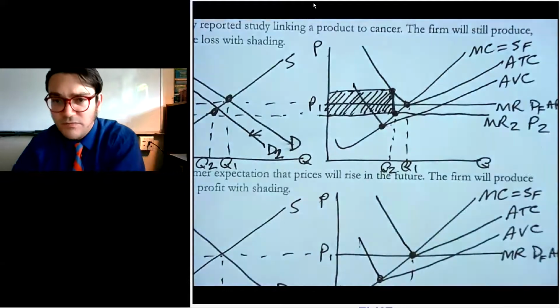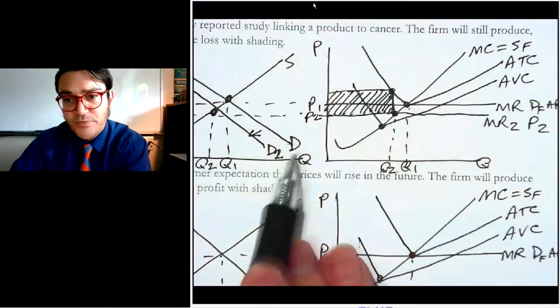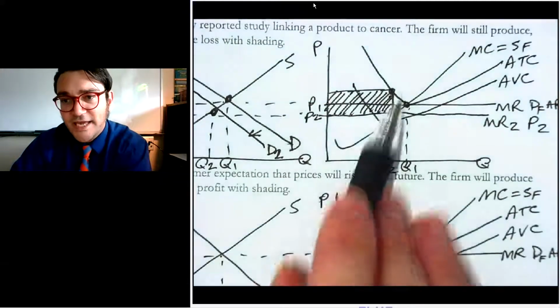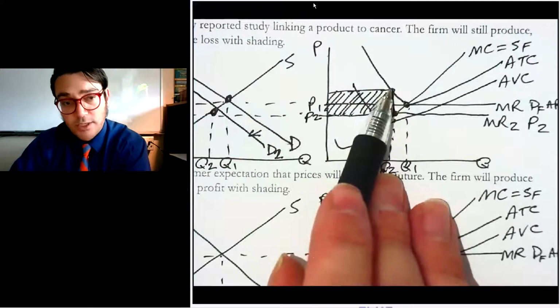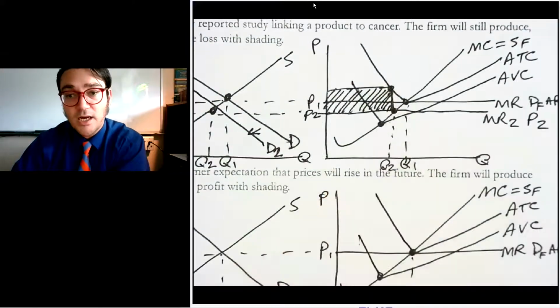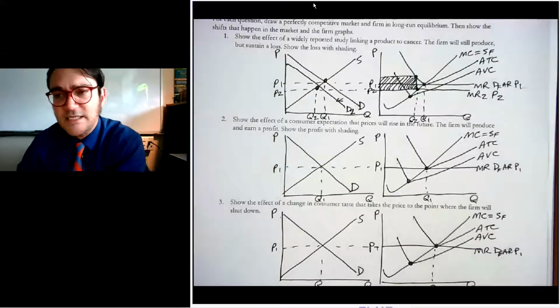Okay, so we've got to be very careful about this. This price that they're getting is P2. And again, we go up to the ATC. Notice we go up to the ATC at the quantity that we're producing at. That's going to be our loss rectangle. Okay, so I'm going to zoom out a little bit. Again, that was kind of tough because you've got to get it right between the ATC and the AVC.